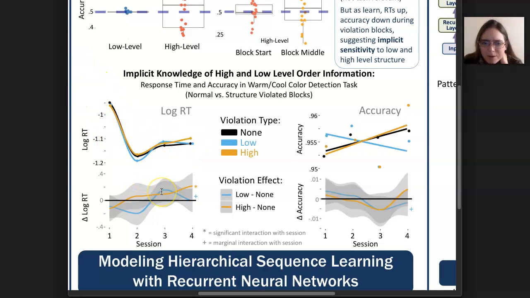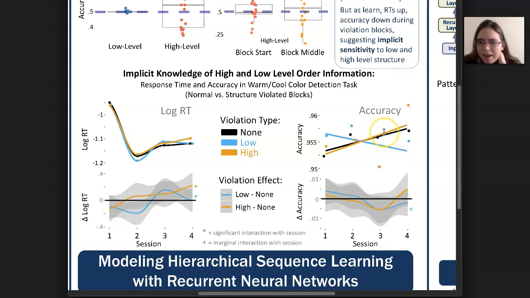But if you look in more detail and you look within subjects and subtract the log response time for the low and high level order condition, then you'll see that over time, people are responding to the images more slowly when it's in a violation block. And this reflects learning of the structure. This was significant for the high level order and marginal for the low level order.